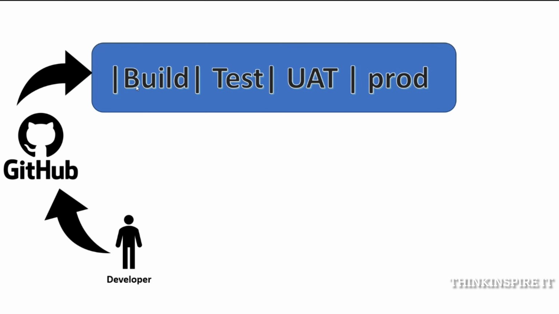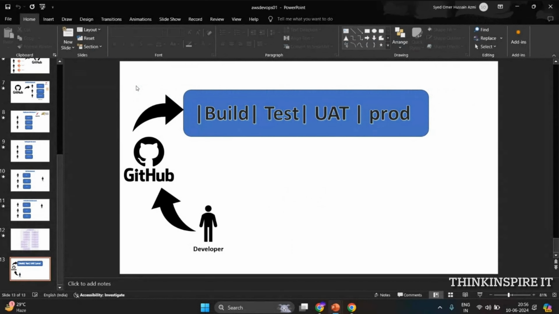Got it? See, once the developer is pushing into GitHub, it is creating one pipeline. It is getting built in the first stage, in the second stage it is getting tested, in the third stage it is going through UAT, and in the fourth it will directly reflect in production. That's all about our class.